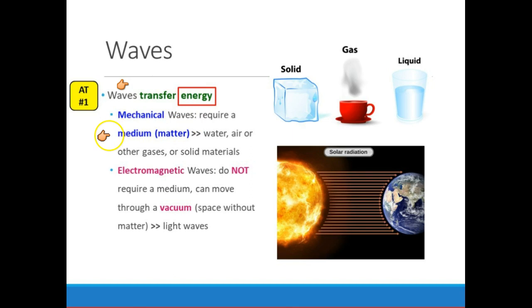They're divided into 2 groups. The first group requires a medium, meaning it requires matter or atoms or molecules or particles. So these are what are called mechanical waves. They require a medium like water, air, other gases, solid materials.